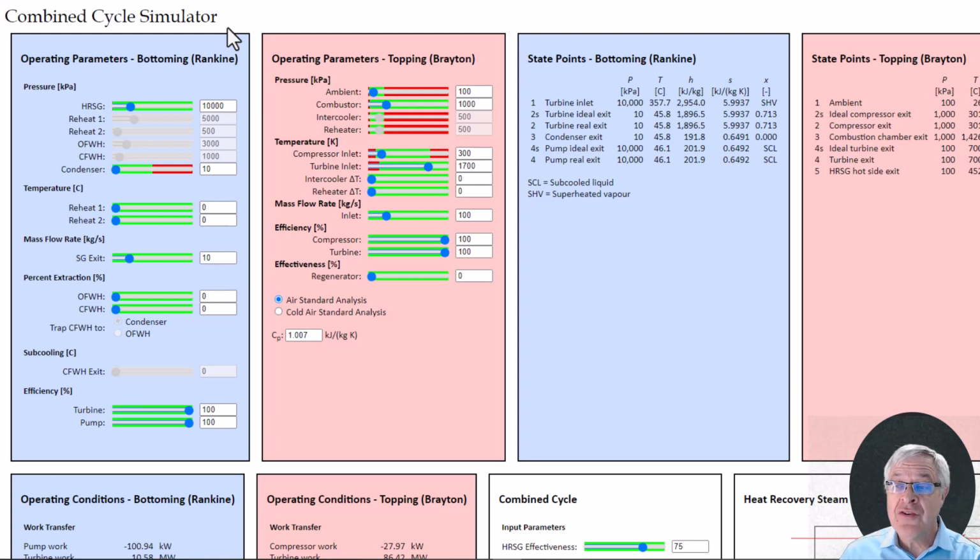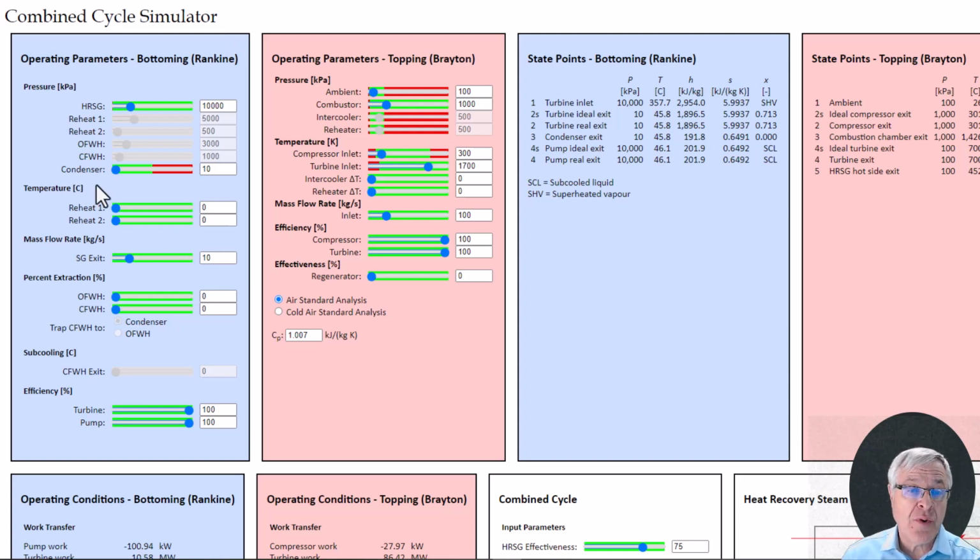So just a little bit of an orientation to what we're looking at here. Of course, a combined cycle combines both a Rankine cycle, typically called the bottoming cycle, and a Brayton cycle, typically called the topping cycle, together to achieve a higher overall thermal efficiency. So in this simulator, the light blue boxes deal with the Rankine cycle, and the light red boxes deal with the Brayton cycle. So the bottoming and topping cycle are sort of color-coded here.